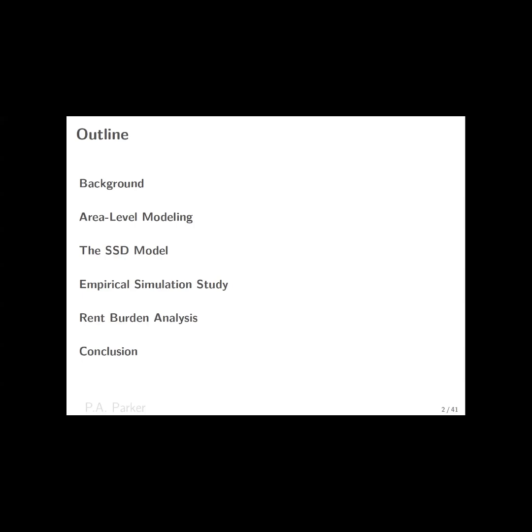So, a brief outline here. I'm going to talk a little bit about some background of the type of data that I'm dealing with here, survey data. And then I'll talk about this general class of models, area level models for small area estimation, and some challenges there. And then I'll talk about our model that we developed, this spatially selected and dependent random effects, or SSD model. And then I'll highlight how this model can perform with an empirical simulation study. And then before wrapping up, I'll talk about an analysis that we do to estimate rent burden at the county level.